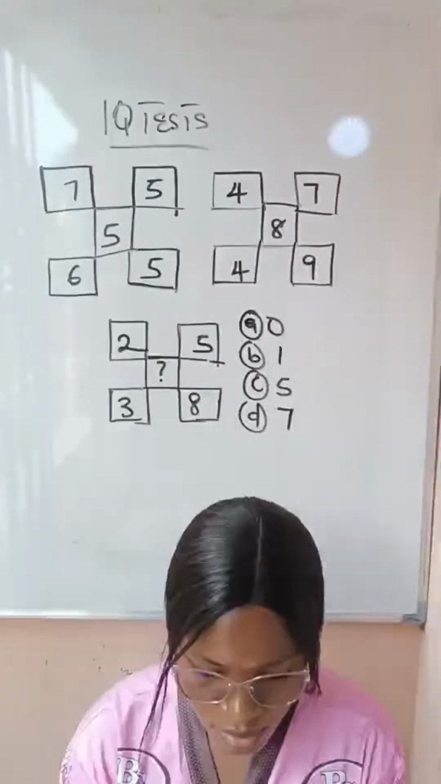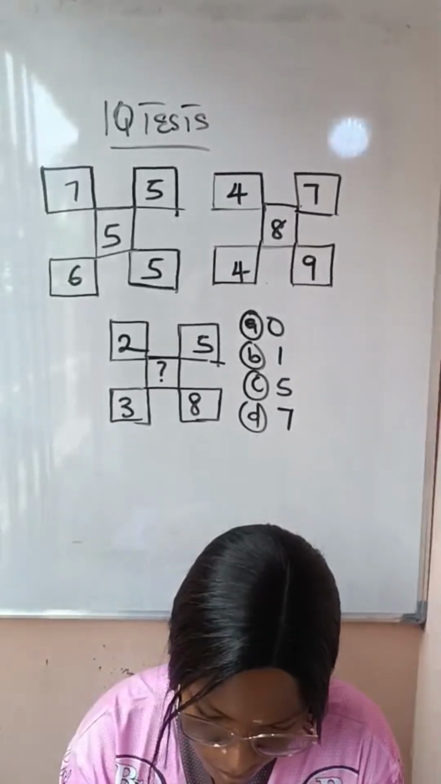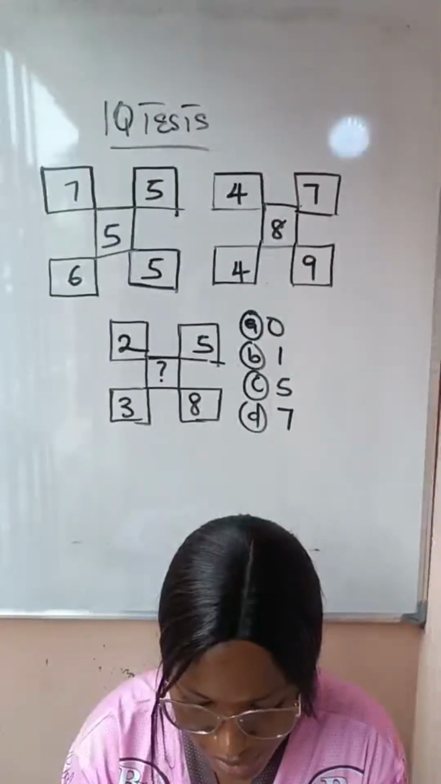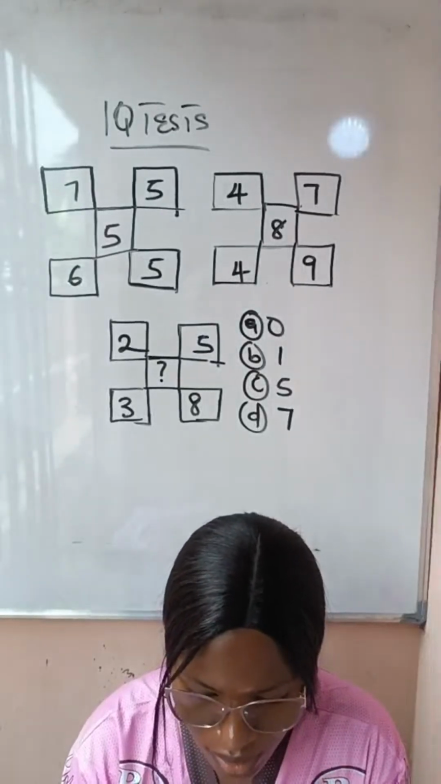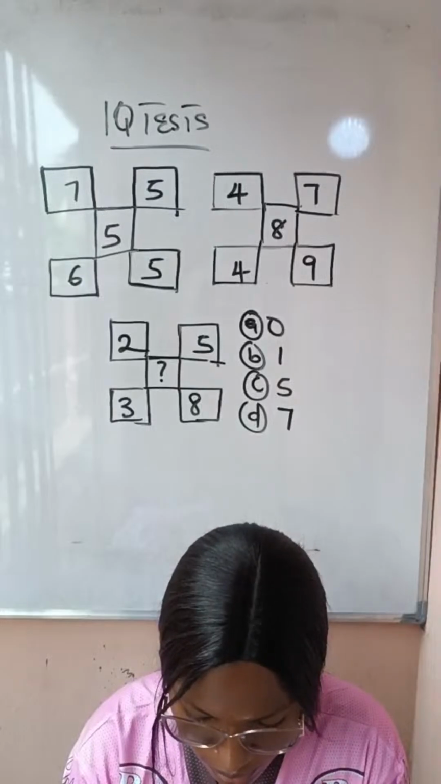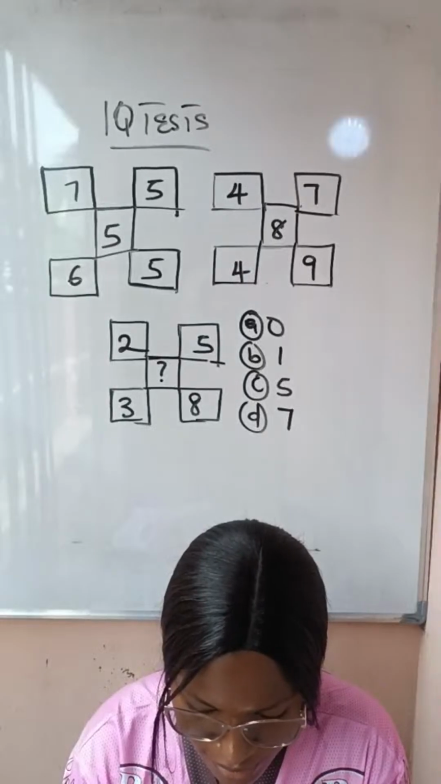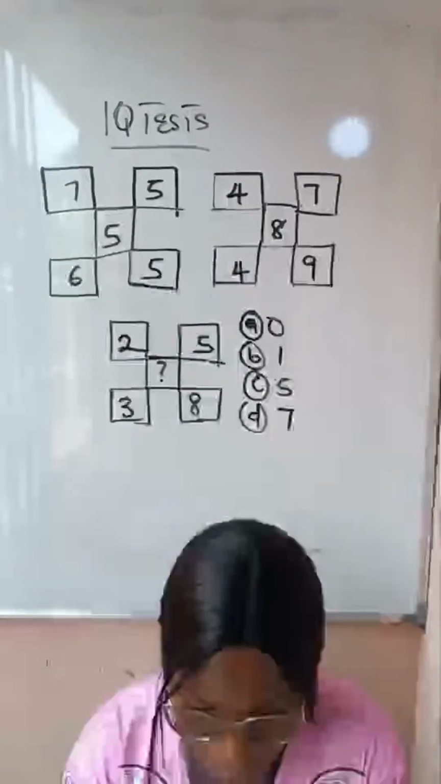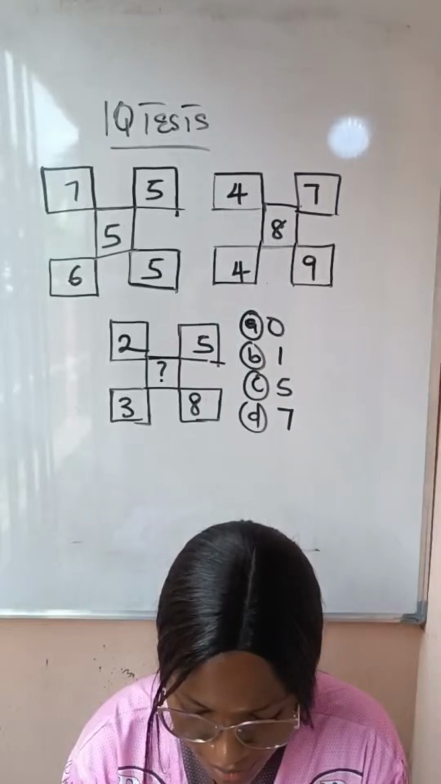So what do you think the missing number should be? You can say hi to us while you keep trying to know the answer to this question. Hello, JJ. Okay, so I'm waiting. At least we have options there.